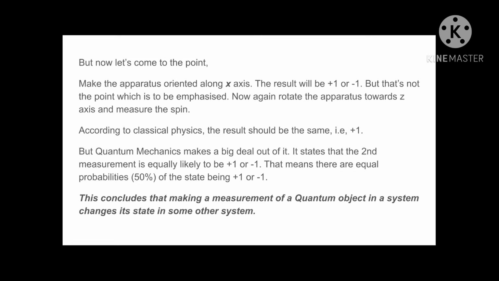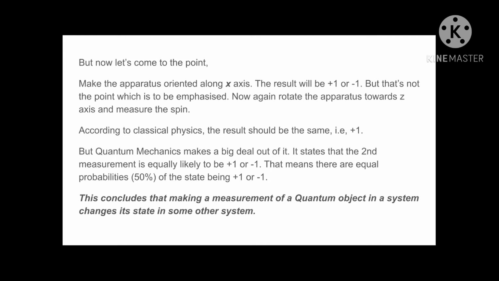But now let's come to the point. Make the apparatus oriented along the x-axis. The result will be +1 or -1, but that's not the point to be emphasized. Now again rotate the apparatus towards the z-axis and measure the spin. This is the main task that we are going to do. We need to disturb this +1 state along the z-axis and rotate it along the x-axis, and again return to the z-axis and measure the spin.